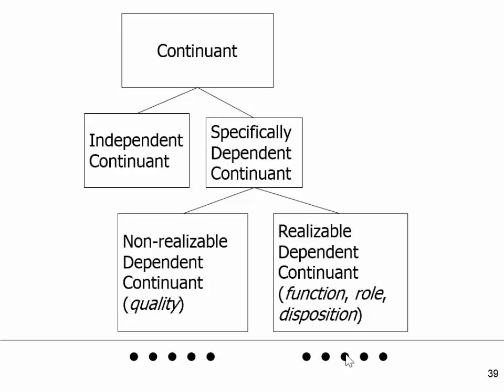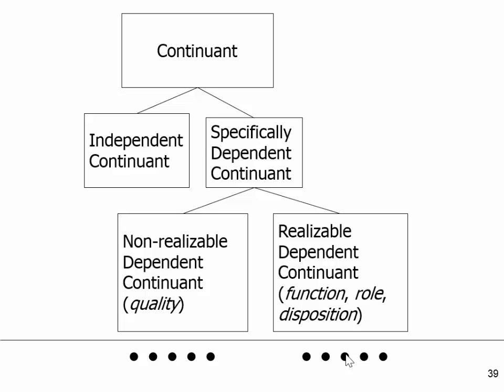On the one hand, there are qualities, like skin color. And qualities are fully there if they are there at all. So your skin color is just there. It doesn't go in and out. It's even there in the dark. But then, on the other hand, there are what we call realizable dependent continuants, which are not there all the time. They're only there when they're realized.